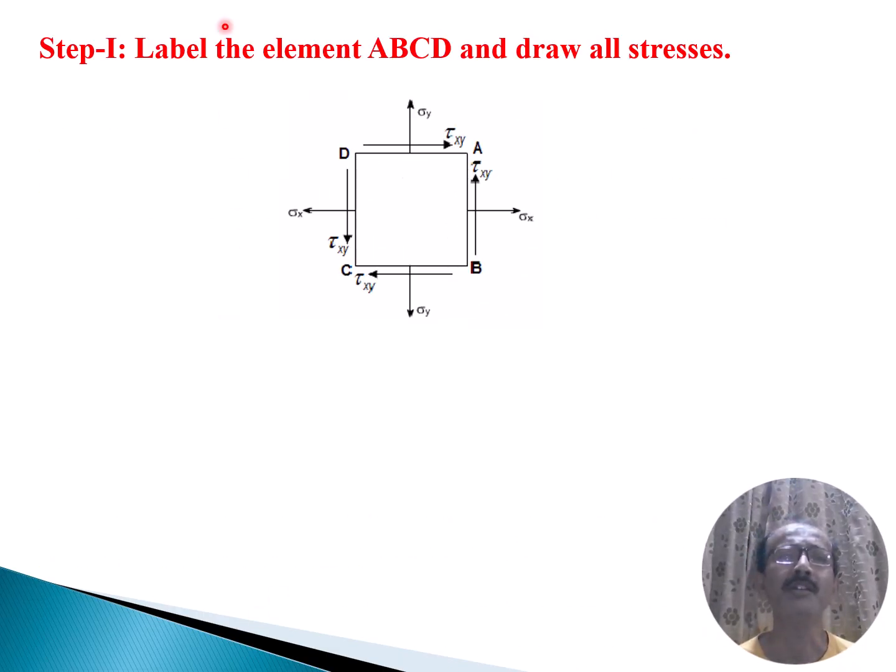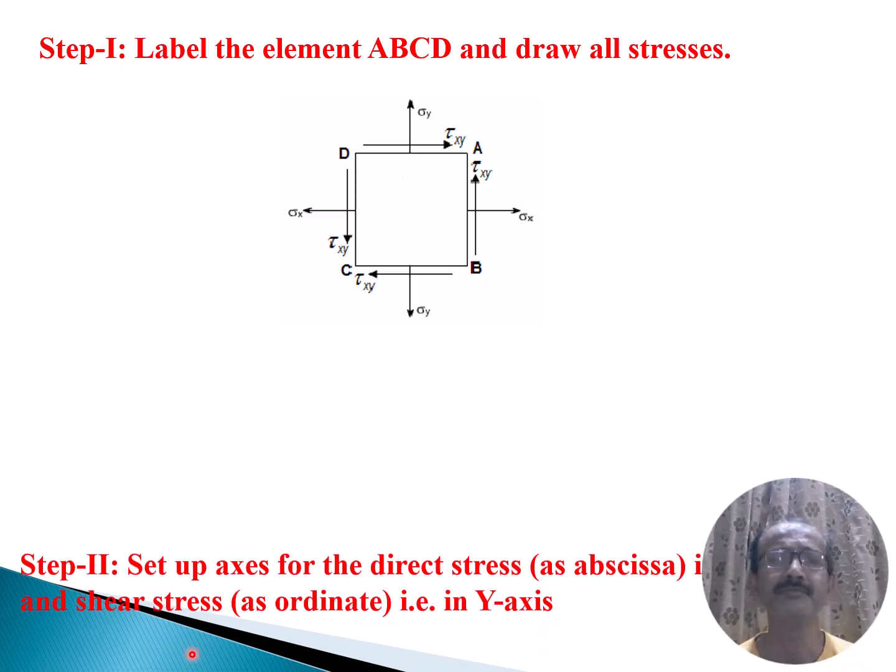Step number 1: label the element ABCD and draw all stresses. If you see the diagram, this is A, B, C, D, and this is sigma x, sigma x, sigma y, sigma y. Both sigma x and sigma y are tensile, that is positive. And this is tau xy on each face. So tau xy, sigma x and sigma y, these three are shown in this diagram.